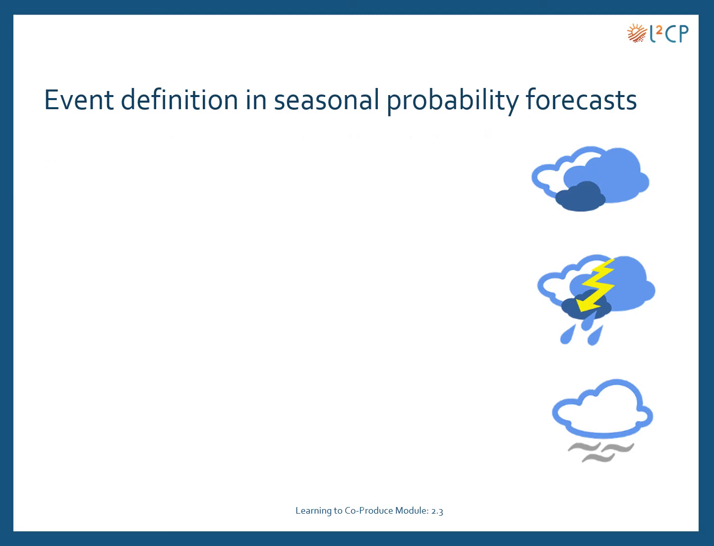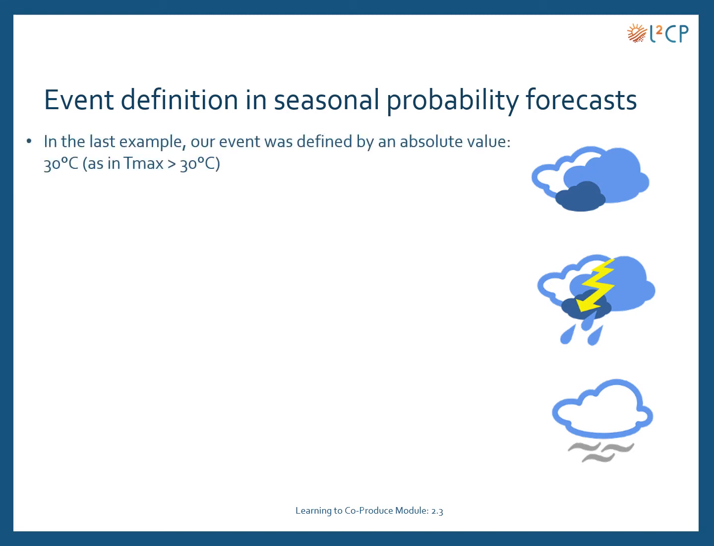We can move on now to look at event definition in seasonal forecasting. In the last example, based on daily forecasting, our event was defined by an absolute value, 30 Celsius, as in the probability of the maximum temperature exceeding 30 Celsius.